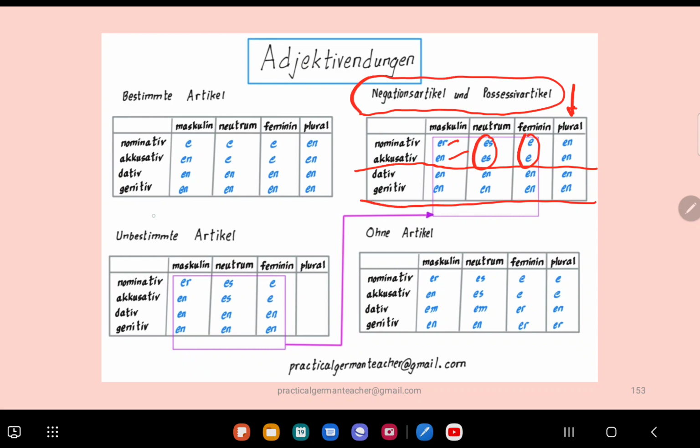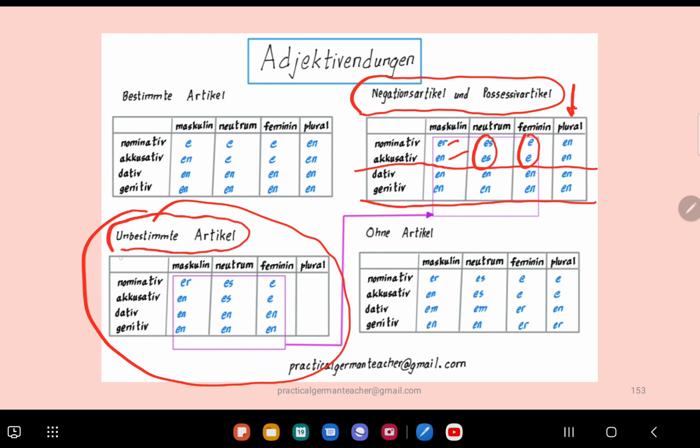Once you have this table, you can draw the table for bestimmte Artikel because you just copy it from here. That means whenever the adjective is after an unbestimmter article.